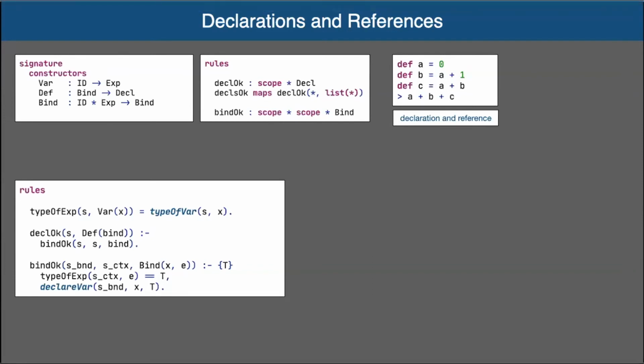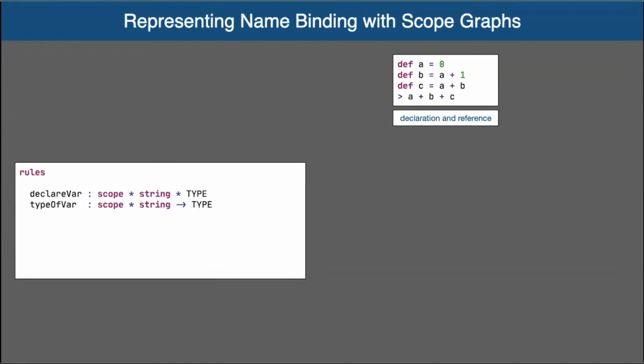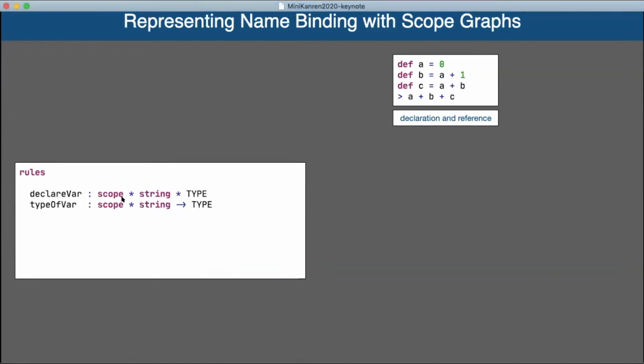But so we haven't done anything. We have delegated all the magic to these type of var and declare var predicates. Let's have a look at those. So what they do is they take a scope, that is the scope in which a variable is declared or bound, the name of the variable, and in the case of declare var, we provide a type. And in the case of type of var, we want to find out the type of the variable.